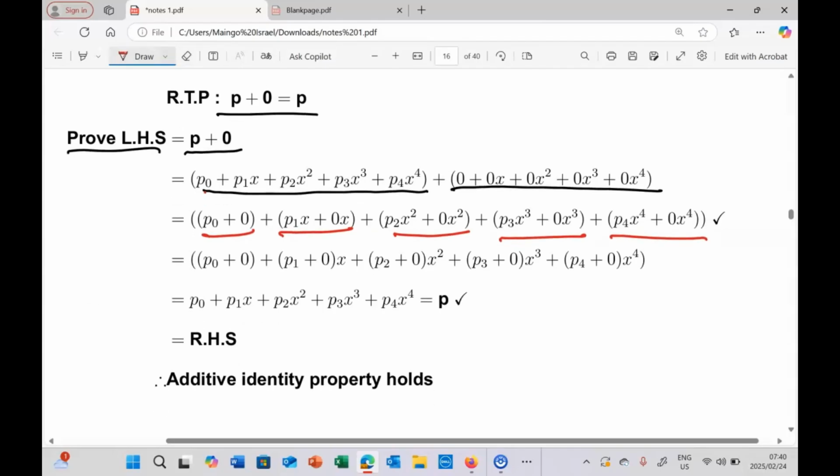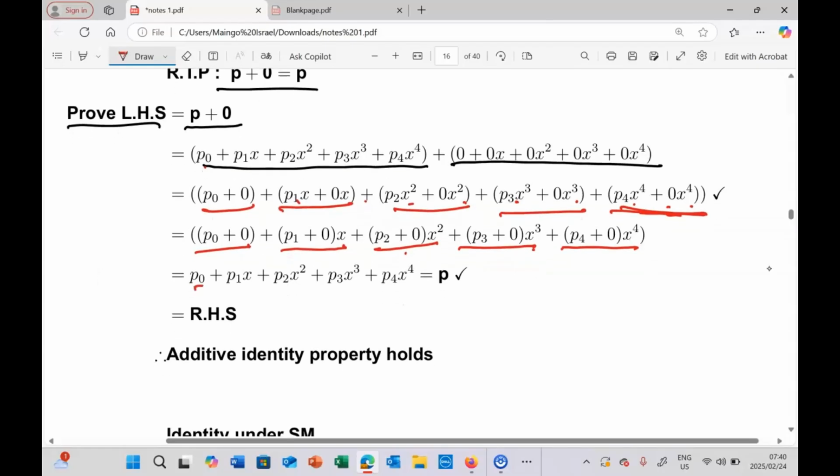Therefore we need to take out the common factor as usual. This one remains the same, this one we take out x, this one x squared, this one x cubed, this one x to the power 4. Here we're taking out nothing, so it remains like that. There's no common factor. But we know that p0 plus 0 is still p0, then p1 plus 0 is still p1, p2 plus 0 is still p2, p3 plus 0 is still p3, and p4 plus 0 is still p4.